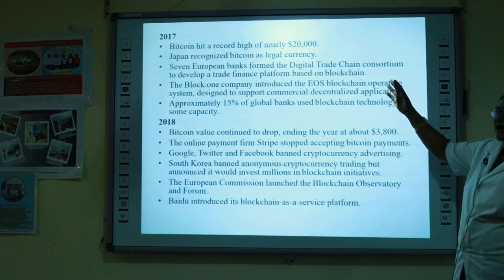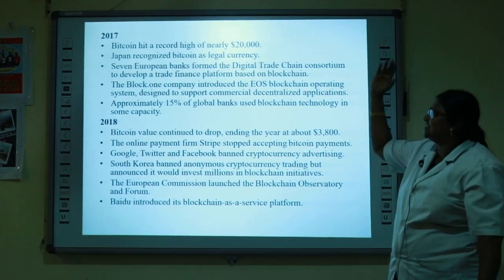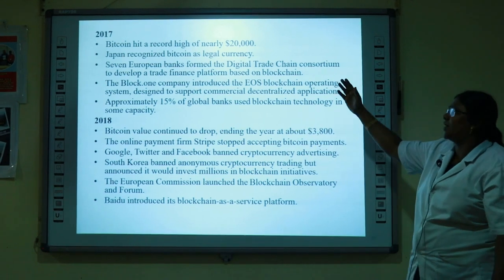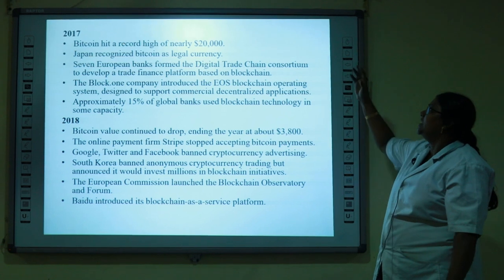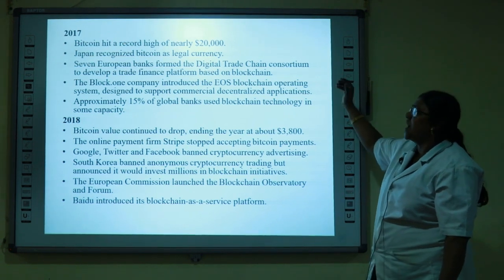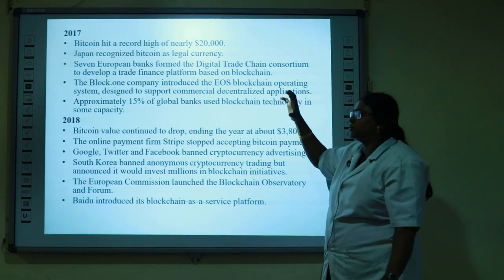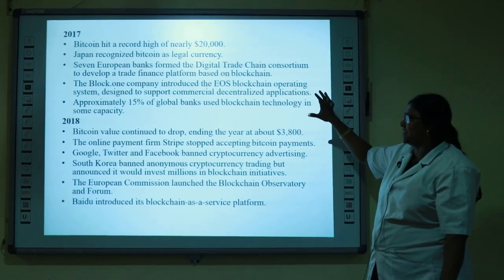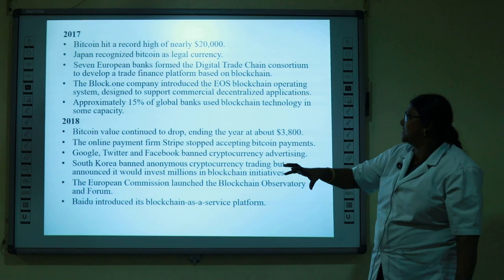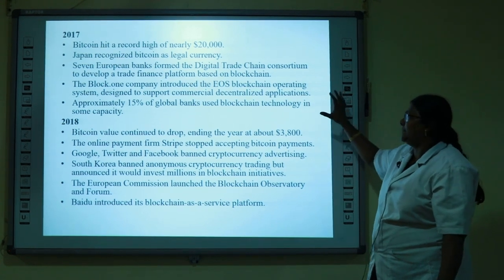So from the year 2017, the blockchain value increased to $20,000. Countries like Japan recognized Bitcoin as a legal currency, and many European banks also developed blockchains. And then one company, Block.one, introduced the EOS blockchain operating system for commercial purposes and decentralized applications.